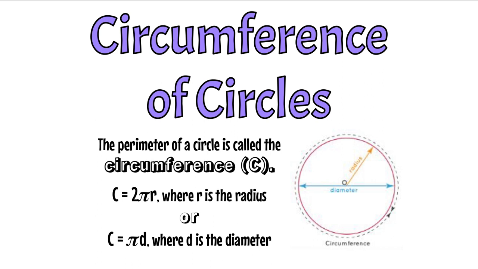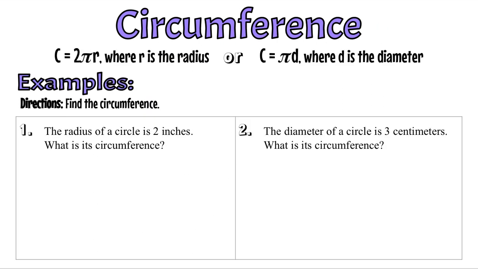Also, if we are given the diameter instead of the radius, we can just multiply that times pi to get the circumference. Let's try some examples. Remember to pay attention to what you're given in the problem before trying to find the circumference, because sometimes we're given the radius and sometimes we're given the diameter. Number 1 says, the radius of a circle is 2 inches. What is its circumference?